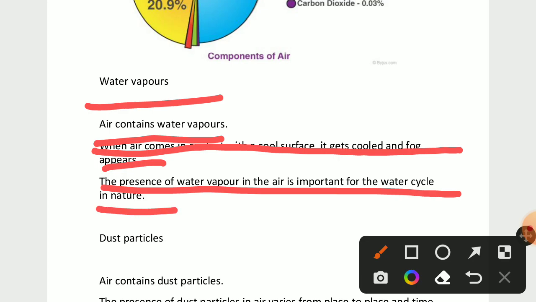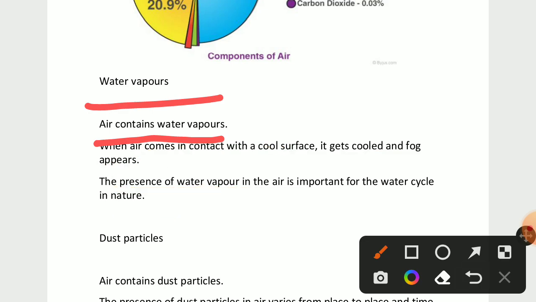As I told, air contains water vapor, and when the air is in contact with a cool surface, it gets cooled, the water vapor gets cooled and fog appears. The water vapor present in the air is very important for the water cycle. This is an important point, please note it.